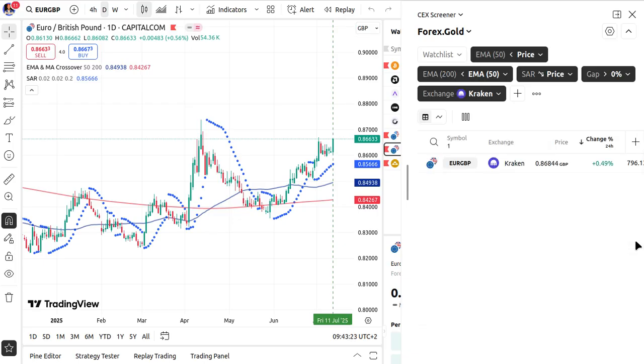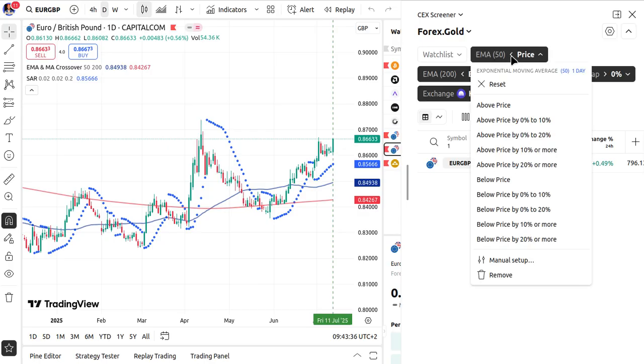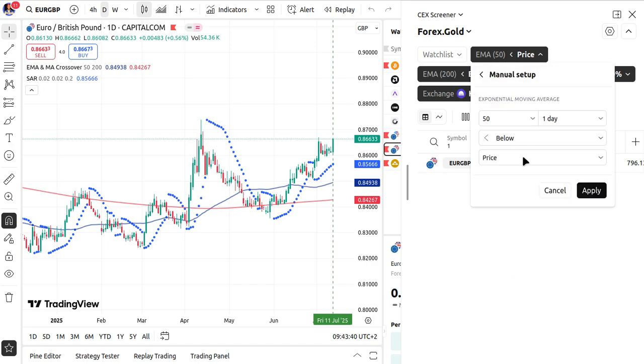There we go. So the strategy is very easy. Basically you use the 50-day moving average here. You come here, then you say manual setup, then you put a 50 here, you put a day, then the 50-day moving average should be below the price.